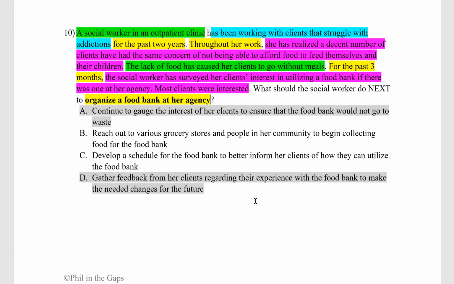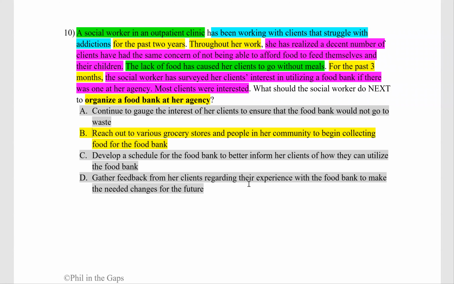So now we're in between B, reach out to various grocery stores and people in our community to begin collecting food, or C, develop a schedule for the food bank to better inform her clients on how they can utilize the food bank. So if you think about it, we have planned to organize it. We haven't completely organized it yet. So for that reason, we're going to rule out C. Why? Because if we're going to establish a program, we have to, one, have food, and two, be able to sustain the program. So for that reason, we're going to go with B.